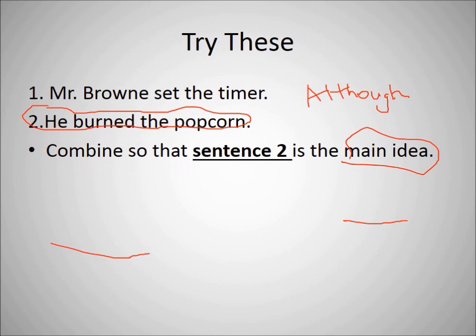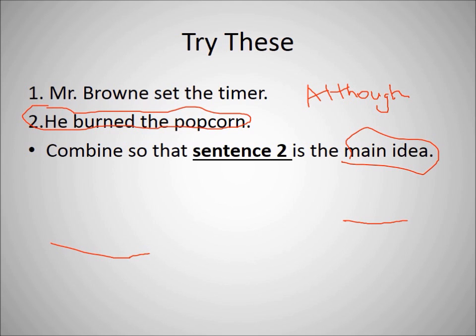Now try these. I would like for you to write this on your paper. Sentence 1, "Mr. Brown set the timer." Sentence 2, "He burned the popcorn." Here are your instructions. The first thing I want you to think about is how you can combine these two sentences with a subordinate conjunction. I'm going to help you out a little bit here. I want you to use the word "although." So combine these two sentences on your paper using the word "although."